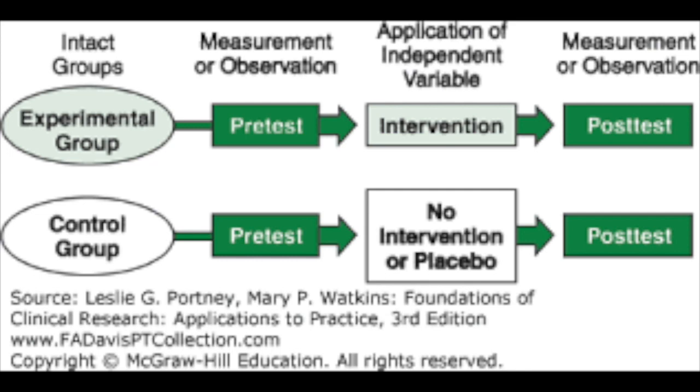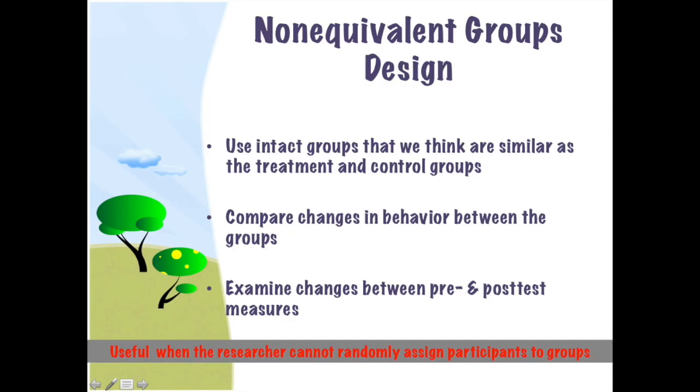So again, a non-equivalent groups design is structured like a pre-test, post-test, but it actually lacks random assignment. Generally with a non-equivalent groups design, we have to use intact groups or naturally occurring groups that we think are similar as the treatment and control groups. Remember, the purpose of equivalent group designs is that we're randomly assigning participants to either a control group or an experimental group. In doing so, hopefully we'll get a representative sample of our population, because randomizing everyone should give us kind of similar people in each group.